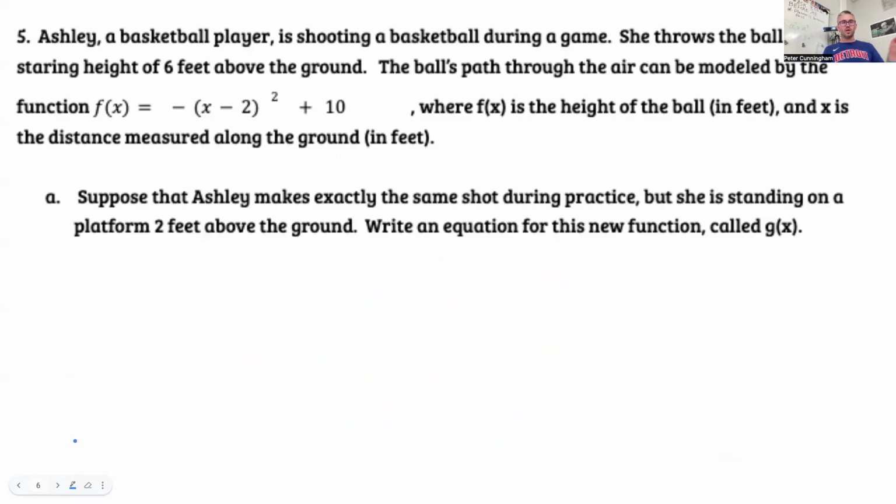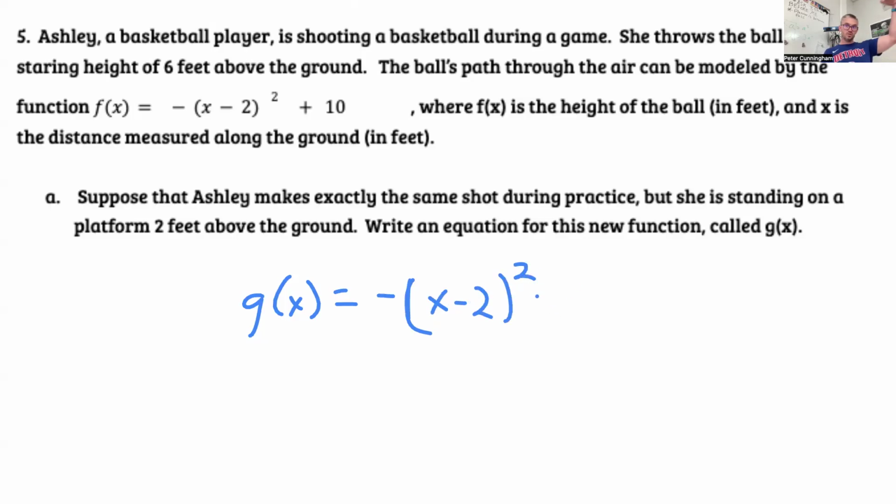Okay. So we've got this scenario here with the basketball player. What we're talking about in this first problem is just going 2 feet higher. If we want to add 2 feet to this for g of x, well, g of x just needs to have everything the same with the vertex and the rate and all that good stuff. We just need to add 2 to the height. So add 2 to 10, which would be 12. Cool.